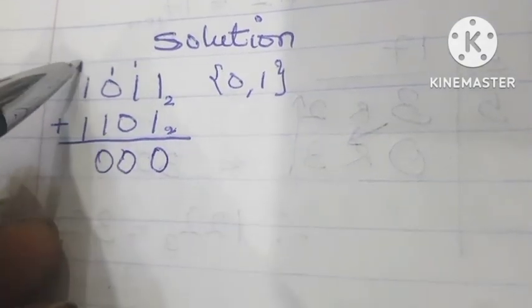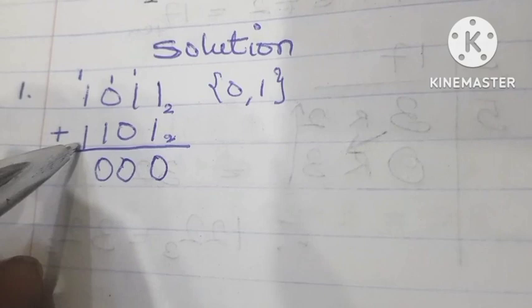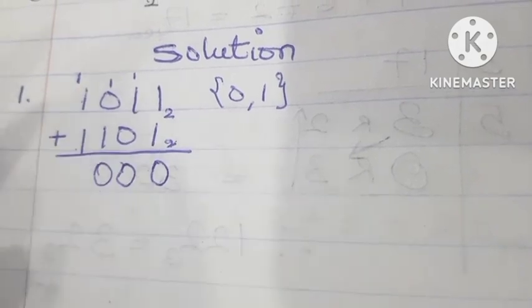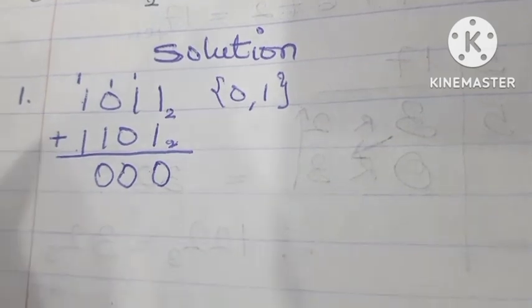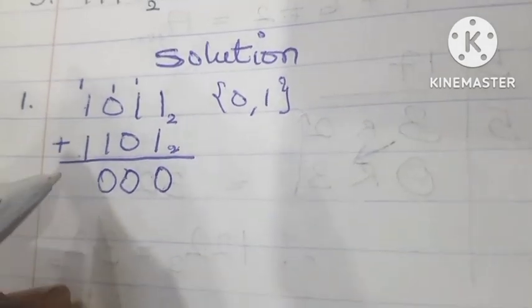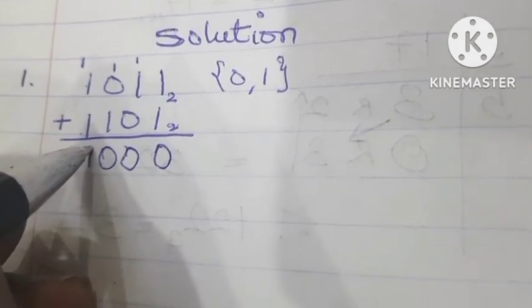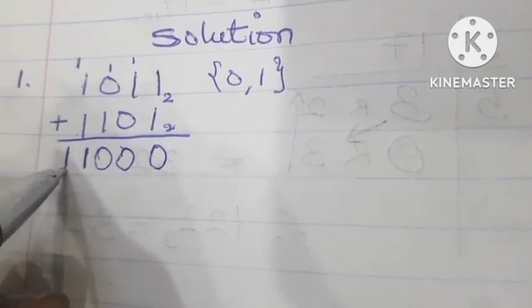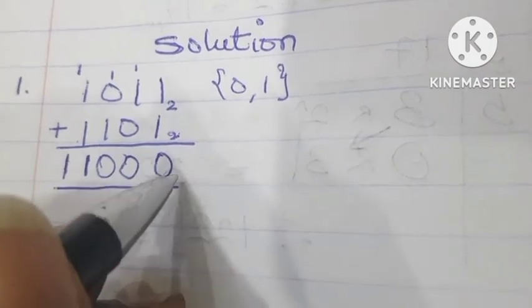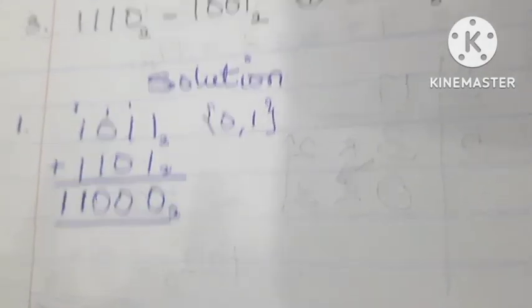But if I add this 1 to this 1 and this, it will give me 3. So how will I convert it? 3 divided by 2 will give me 1 remainder 1. So I will write down the remainder 1. And since there's no other number that I'm going to add, I will write the other 1 here, close it and put the base. It's as simple as that.